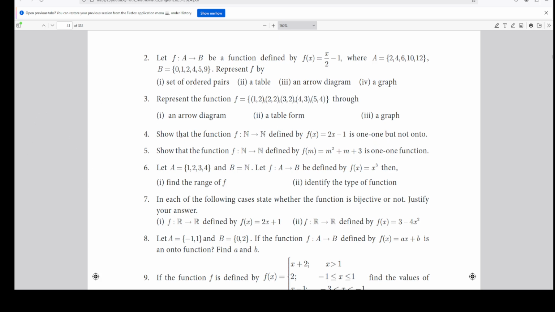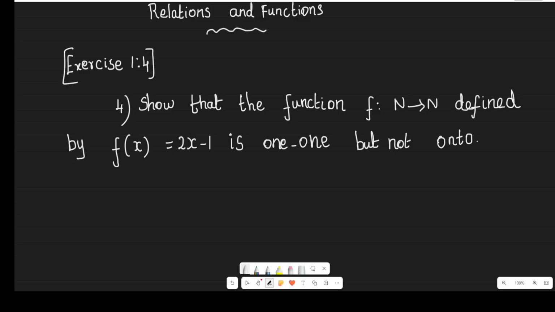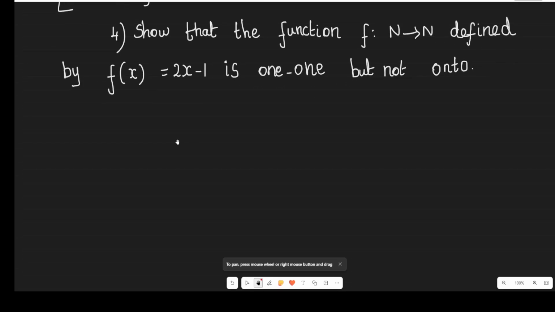Now we can see the solution. Here I have written the question: show that the function f: N → N defined by f(x) = 2x − 1 is one-to-one but not onto. Now we can write the solution.